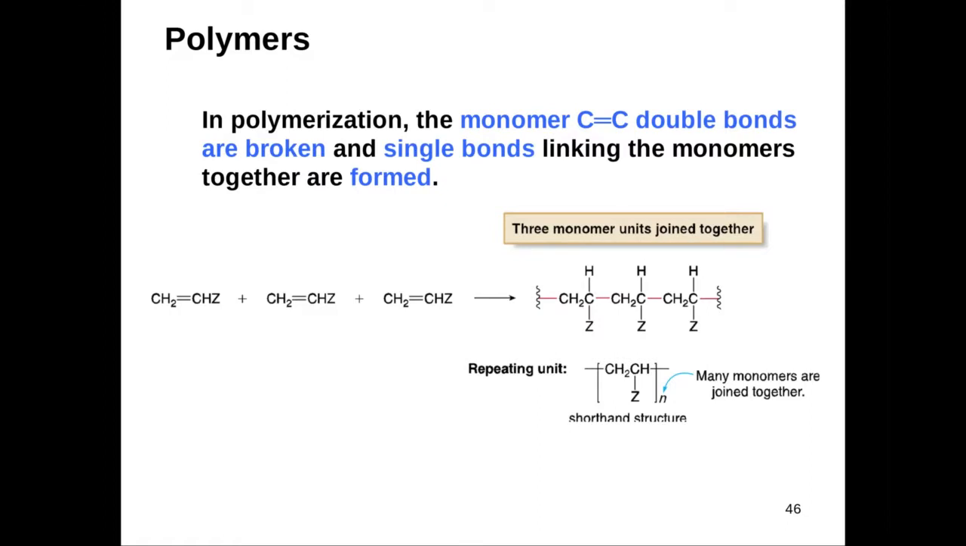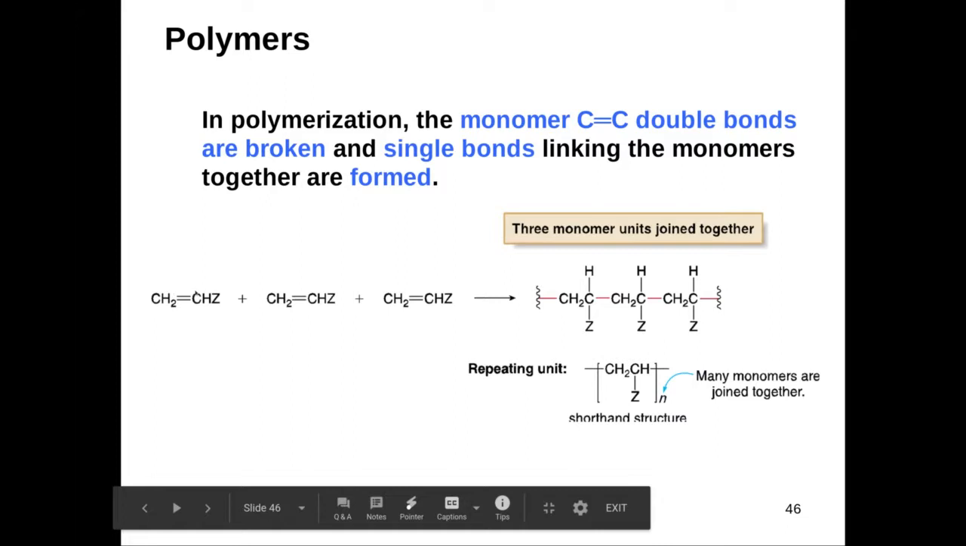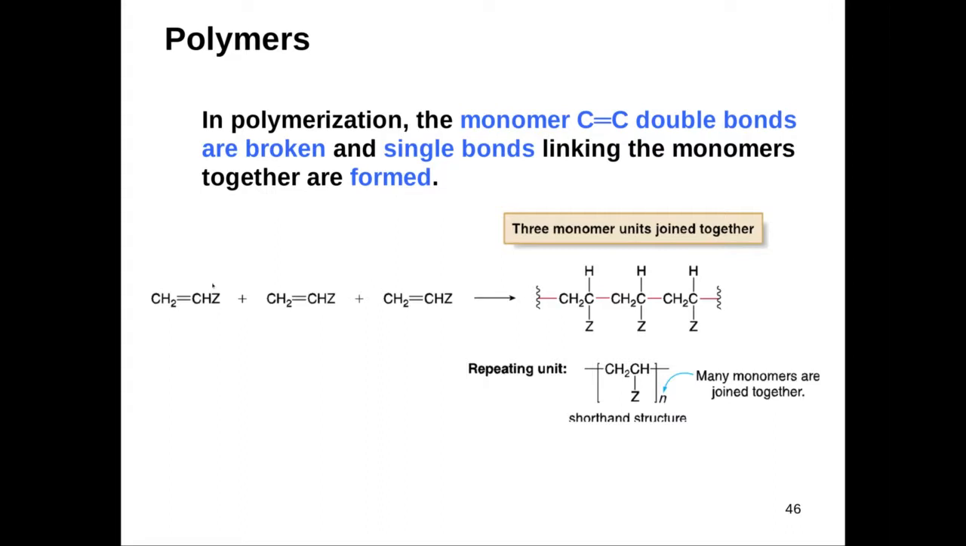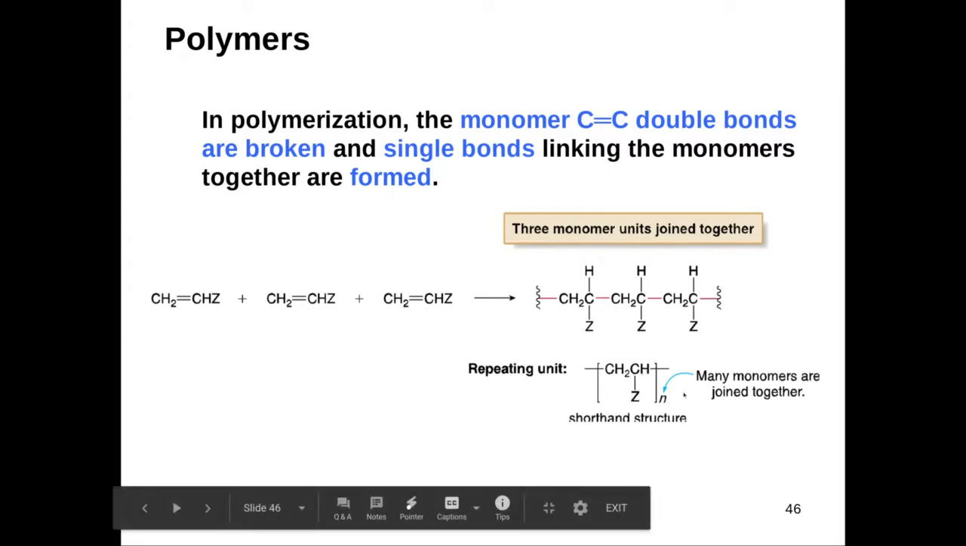Now, as I mentioned, in polymerization, the CC double bonds are broken, and single bonds linking the monomers are then formed. So we have CH2 bound to CH, then something. The Z just represents anything. We link those together, and we get rid of those double bonds in favor of single bonds, and we have this repeating unit of CH2 CH bound to Z, to the n.